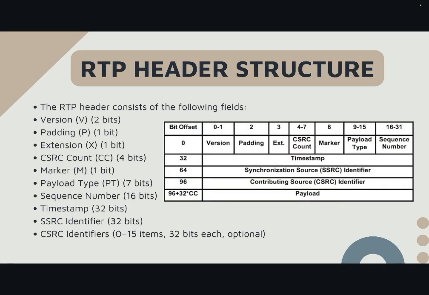The diagram which we can see on the screen is the header structure, which consists of variable fields. Some of the fields are version, which consists of 2 bits, padding, which is of 1 bit, extension, which is also of 1 bit, then CSRC count, which contains 4 bits, then marker, payload type, sequence number, SSRC identifier, and CSRC identifier. So the RTP header contains all these fields.